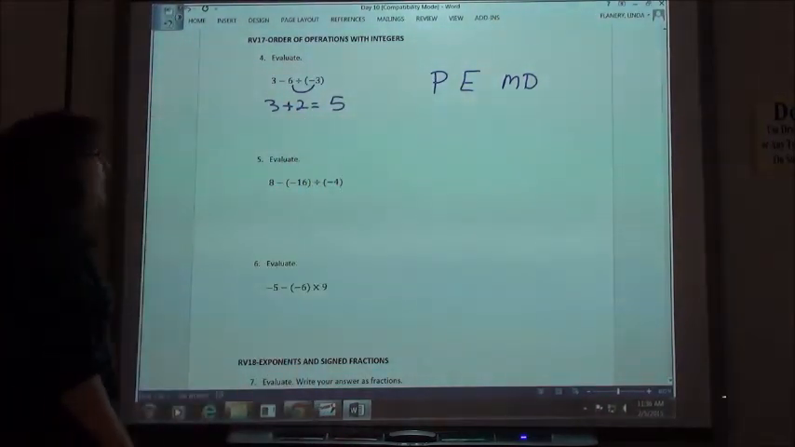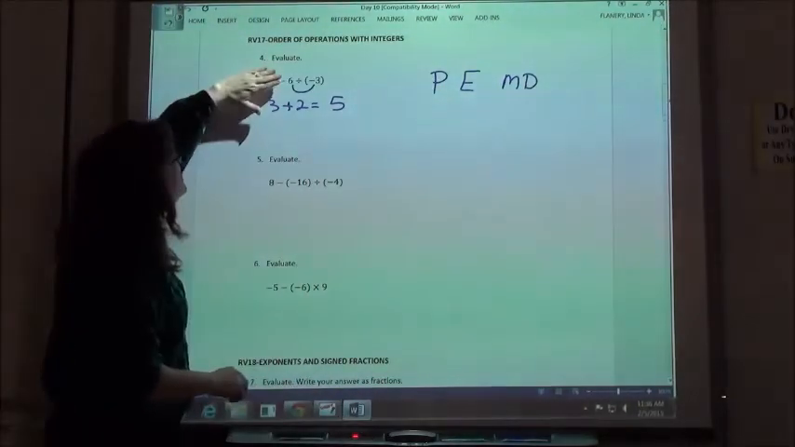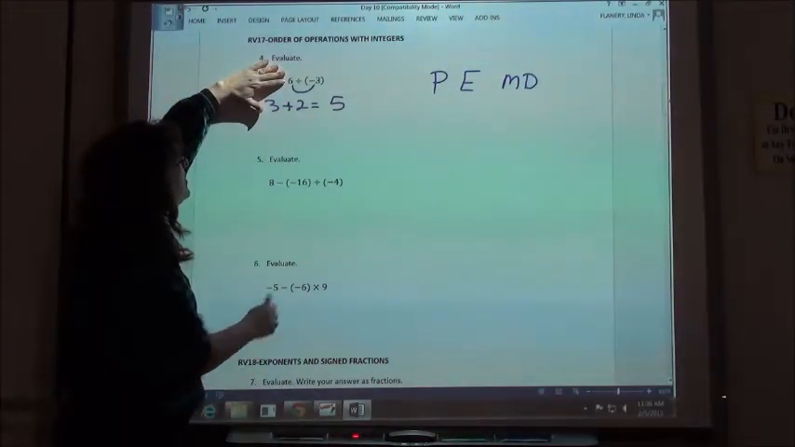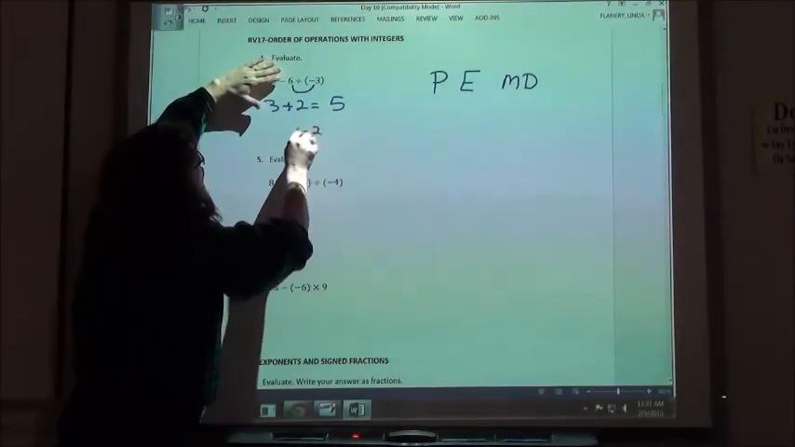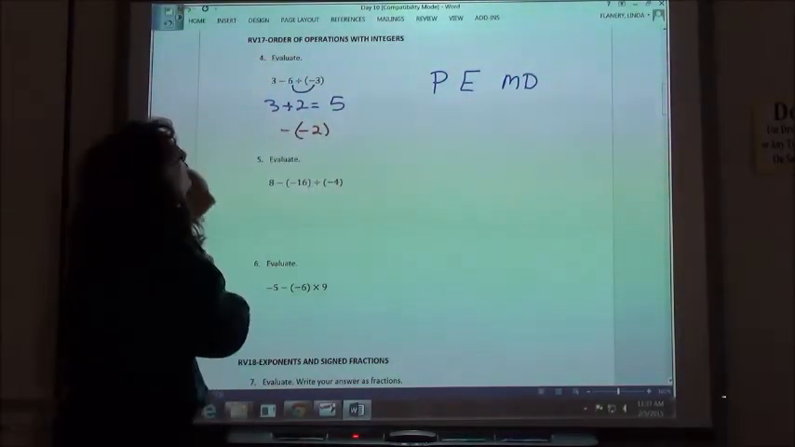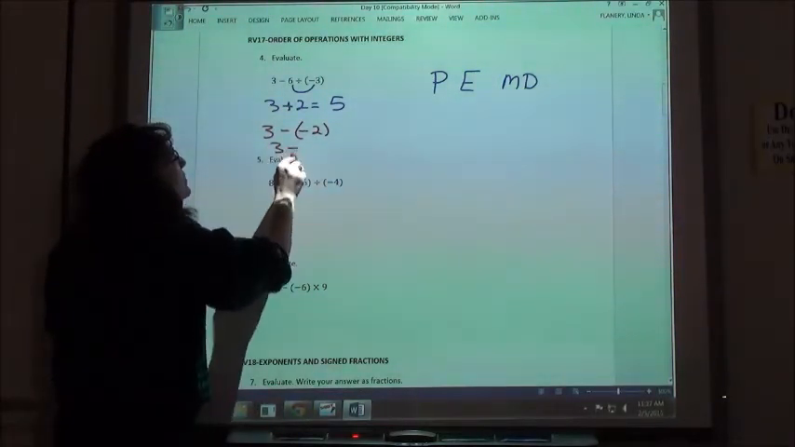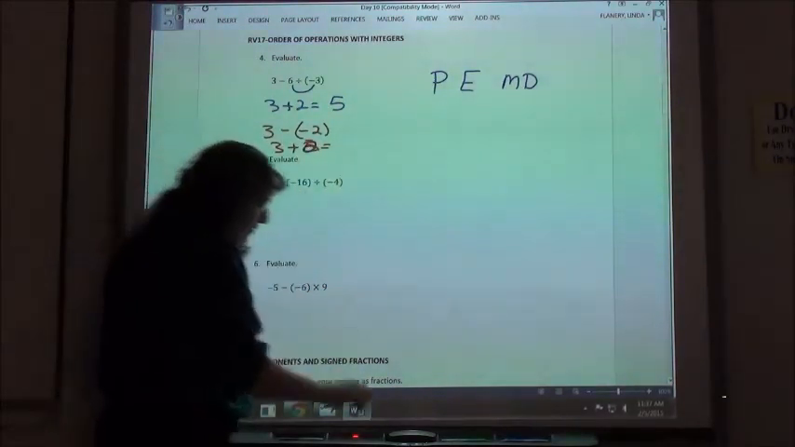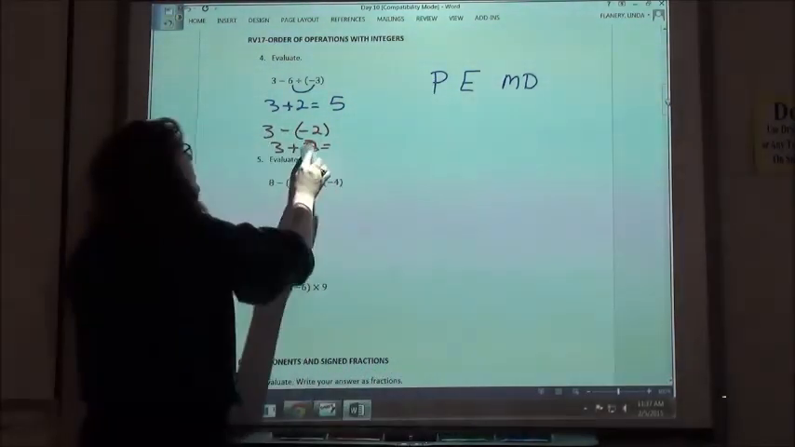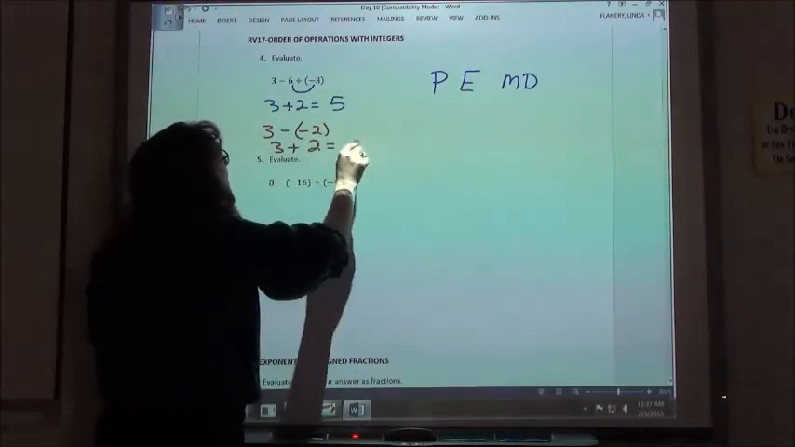However, some people think of it this way, that this negative is not with the 6, it's a subtraction. 6 divided by negative 3 is negative 2. I then had the negative in front of that. 3 minus a negative 2 gives me 3 plus 2, and 3 plus 2 is 5.